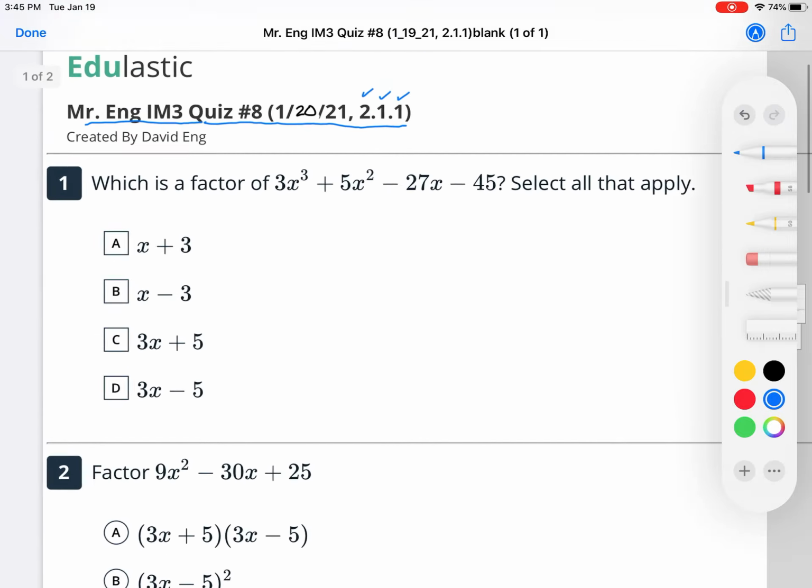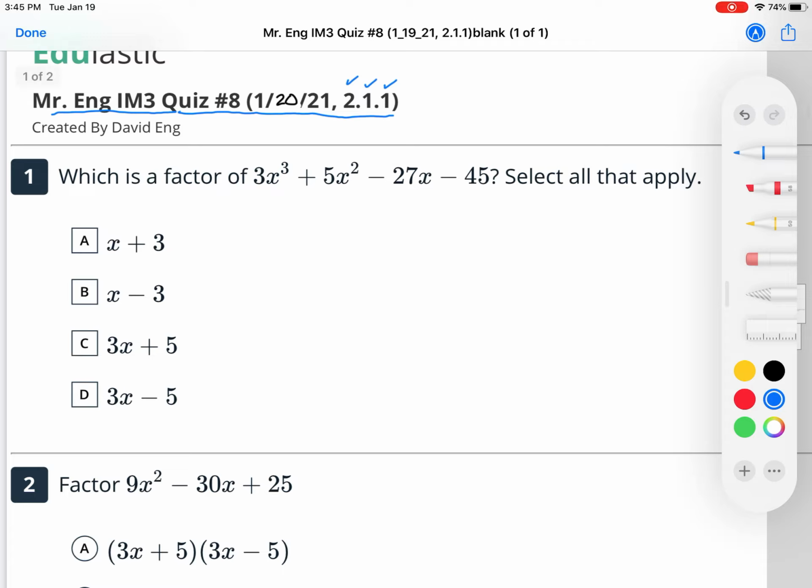Select all that apply. So first thing I'm going to do is see if there's any greatest common factor. I don't see a greatest common factor between all of these: 3, 5, 27, and 45. But I can count the number of terms, right? 1, 2, 3, 4. So this one you're going to have to do factoring by grouping. Remember, there's two choices here.